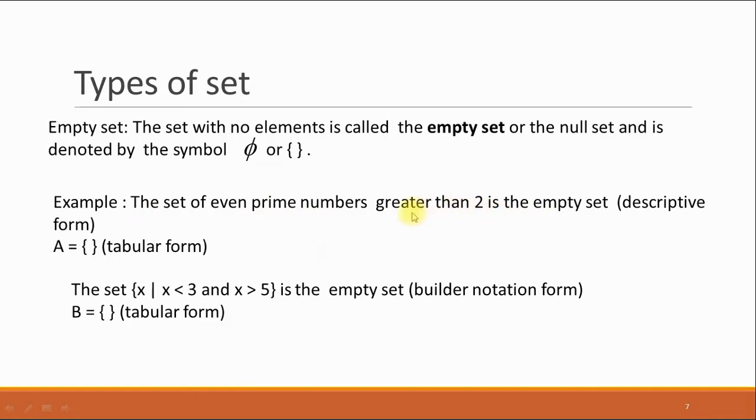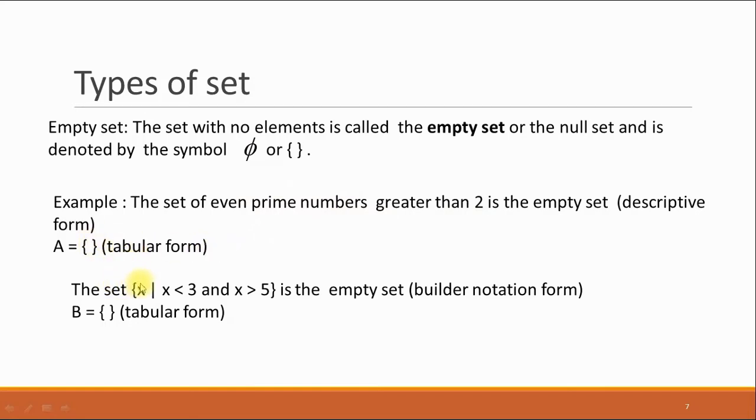An empty set is created by a false description. This description is false because there is no number which is even, prime and greater than 2. Since this description is false, the tabular form will be the empty set.